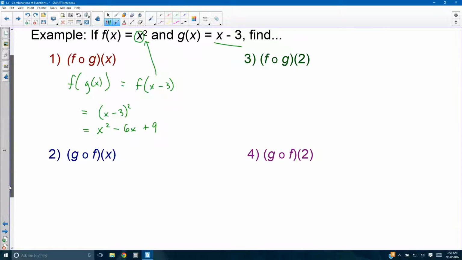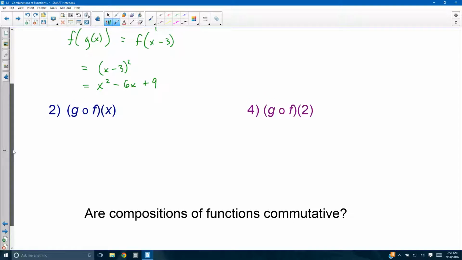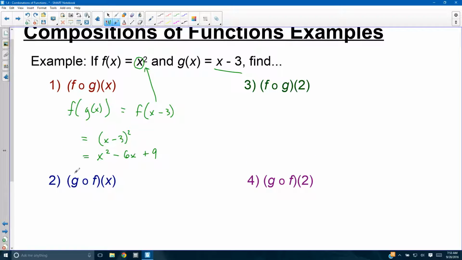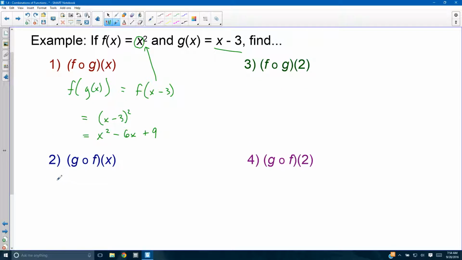Number 2, we're going to check and see if compositions of functions are commutative. So basically, if I did g of f of x, is that the same as f of g of x? Changing the order. Let's find out. Well, this is g of f of x. So this is g of x squared, meaning x squared is now going to take the place of x in this equation right here. So that is x squared minus 3, which, outside of parentheses, is also just x squared minus 3.